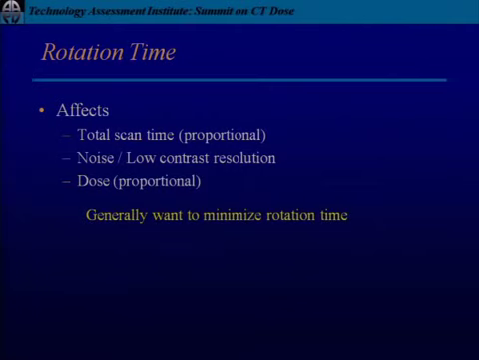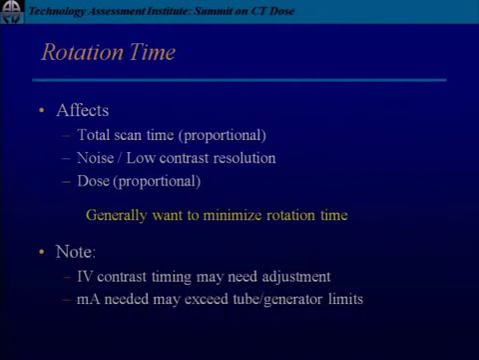Generally, we want to keep the rotation time as quick as possible. However, a few things you should be aware of. If you do make changes to your total scan time, you will have to check your IV contrast timing. You don't want to outrun your contrast. Additionally, if you try to compensate for a reduced rotation time by increasing your mA, you may be at or near your tube or generator limits, which can be problematic, and I'll talk about that a little bit more as well.